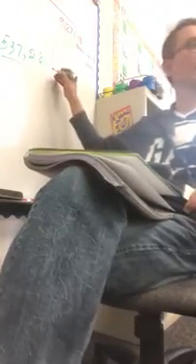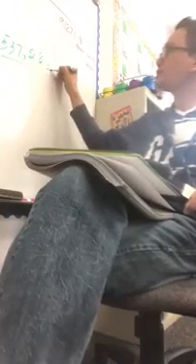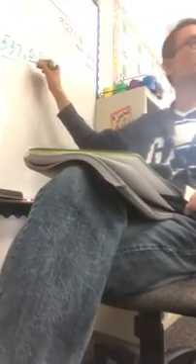Next, 22. What is the 100th place? So what number is the 100th place? Ava, what number is the 100th place? 2. Do you agree? So look with me. 1, 10, 100. So the 2. Correct? Ava, you good? Okay.